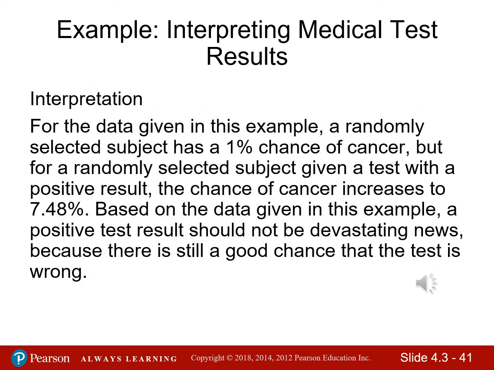For the data given in this example, a randomly selected subject has a 1% chance of having cancer. But for a randomly selected subject given a test result with a positive result, the chance of having cancer increases to 7.48%. Based on the data given in this example, a positive test result should not be devastating news because there is a good chance that the test is wrong.